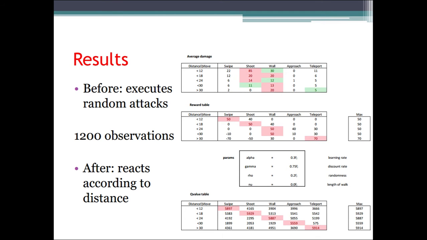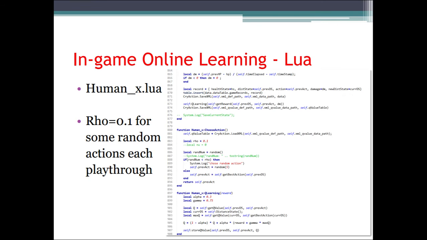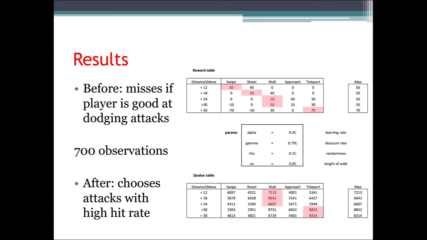And then after that, I implement that into Lumberyard. It will be in the human_x.lua. I changed rho to 0.1 because we don't want too much randomness. It will not make sense to the player if the AI just does something that does no damage. So that's that. And the result is here. After 700 observations, the AI will prefer attacks with a high hit rate. You can see that the wall and the teleport attack have the highest score around here.